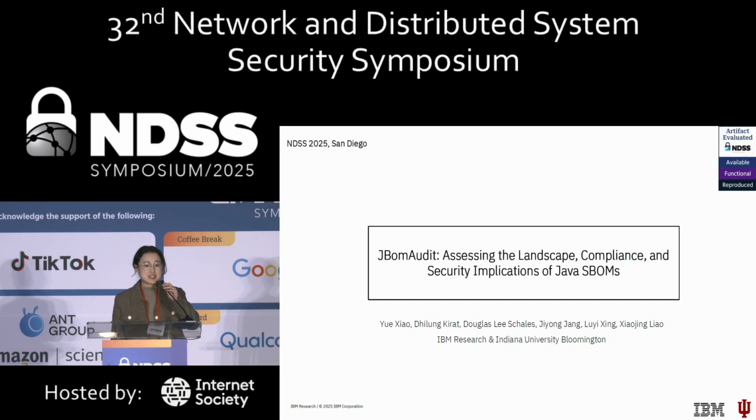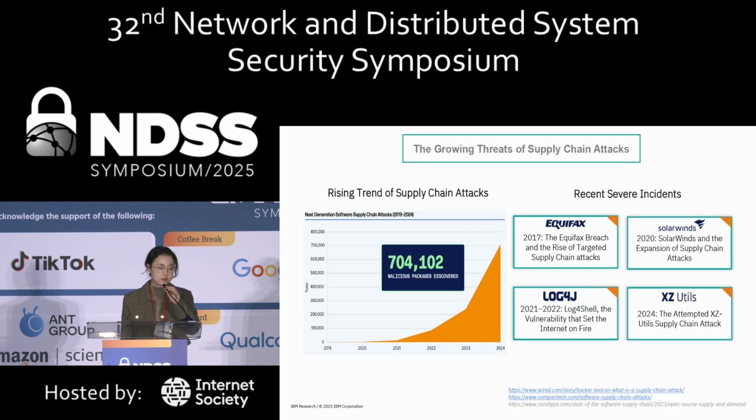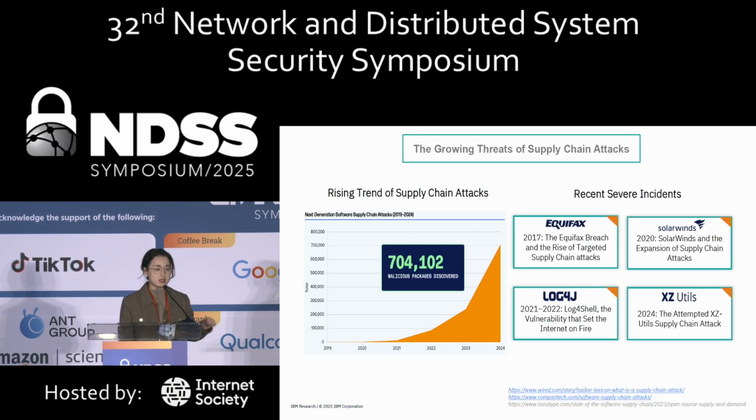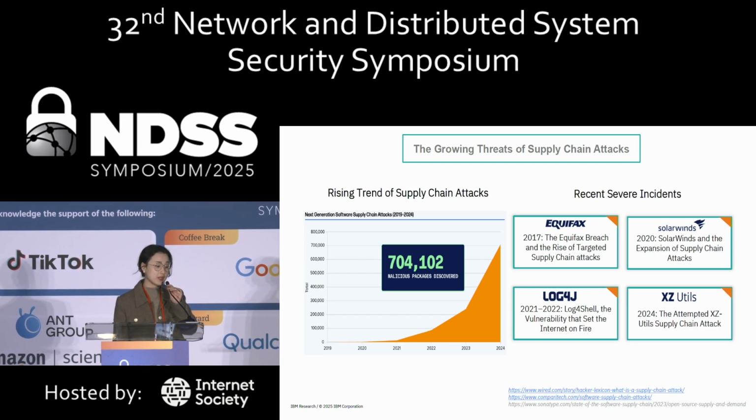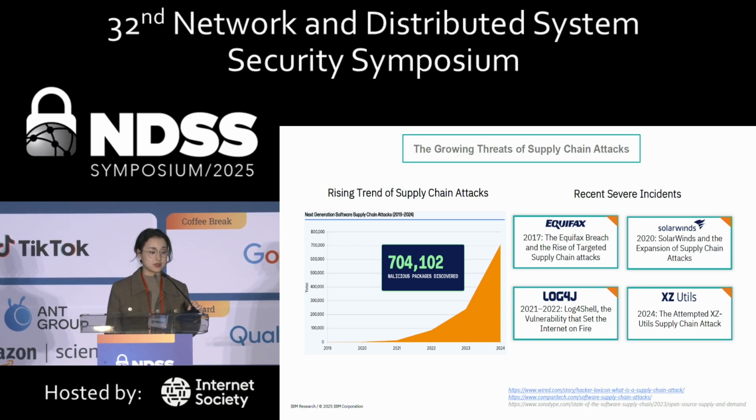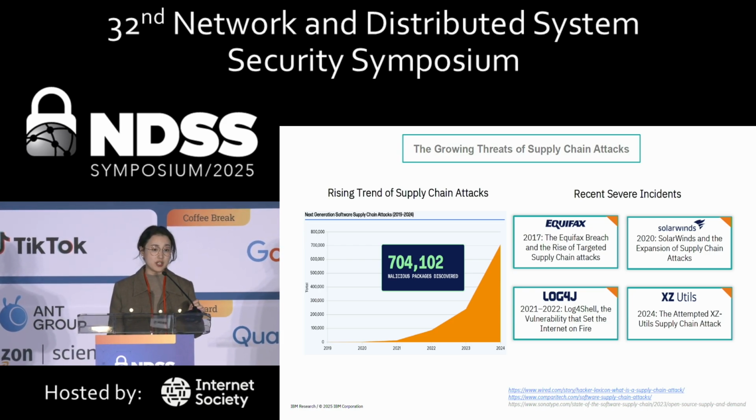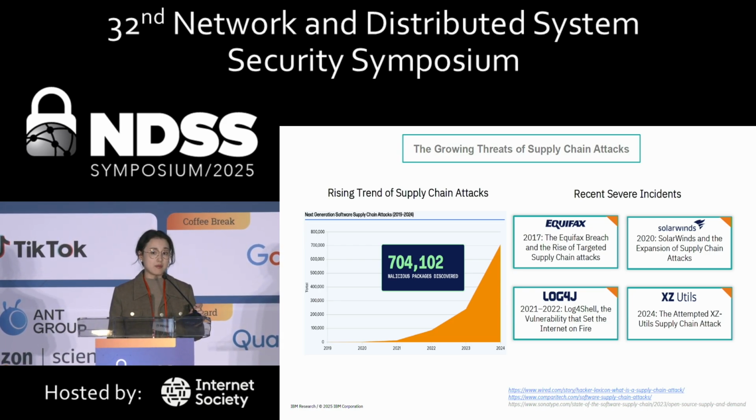Everyone, I'm Xiao. I'm glad to be here to present our work, JBomAudit: assessing the landscape, compliance, and the security implications of Java SBOMs. In recent years, software supply chain attacks have been growing so fast. High-profile incidents like SolarWinds, Log4j, and executils have impacted millions of users and organizations worldwide.